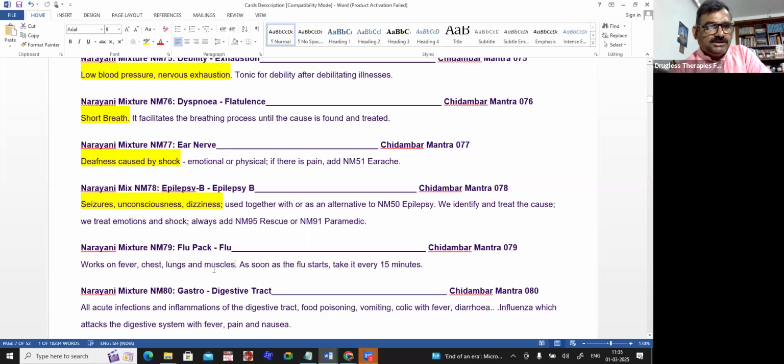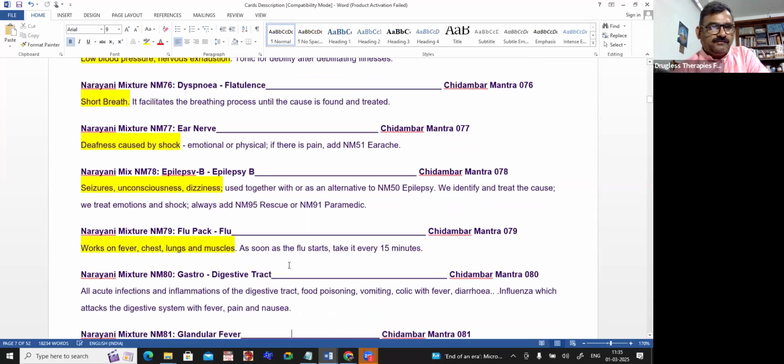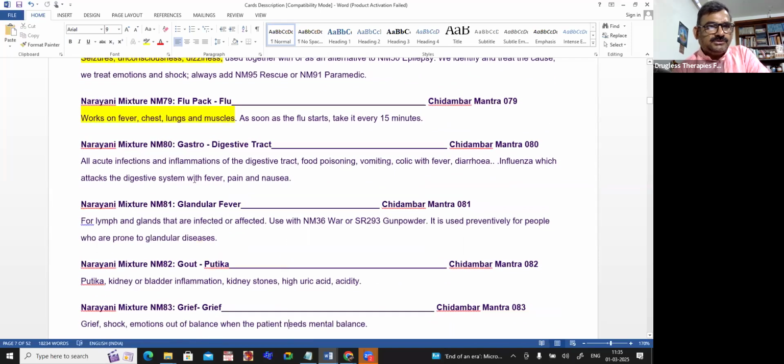See, what is the difference between GFM and flu pack? Fever along with cold and cough and all, that is flu, we can say. Gastromix is a very wonderful thing for all vomiting, diarrhea and vomiting. Food poisoning, very good in this one, food poisoning also.